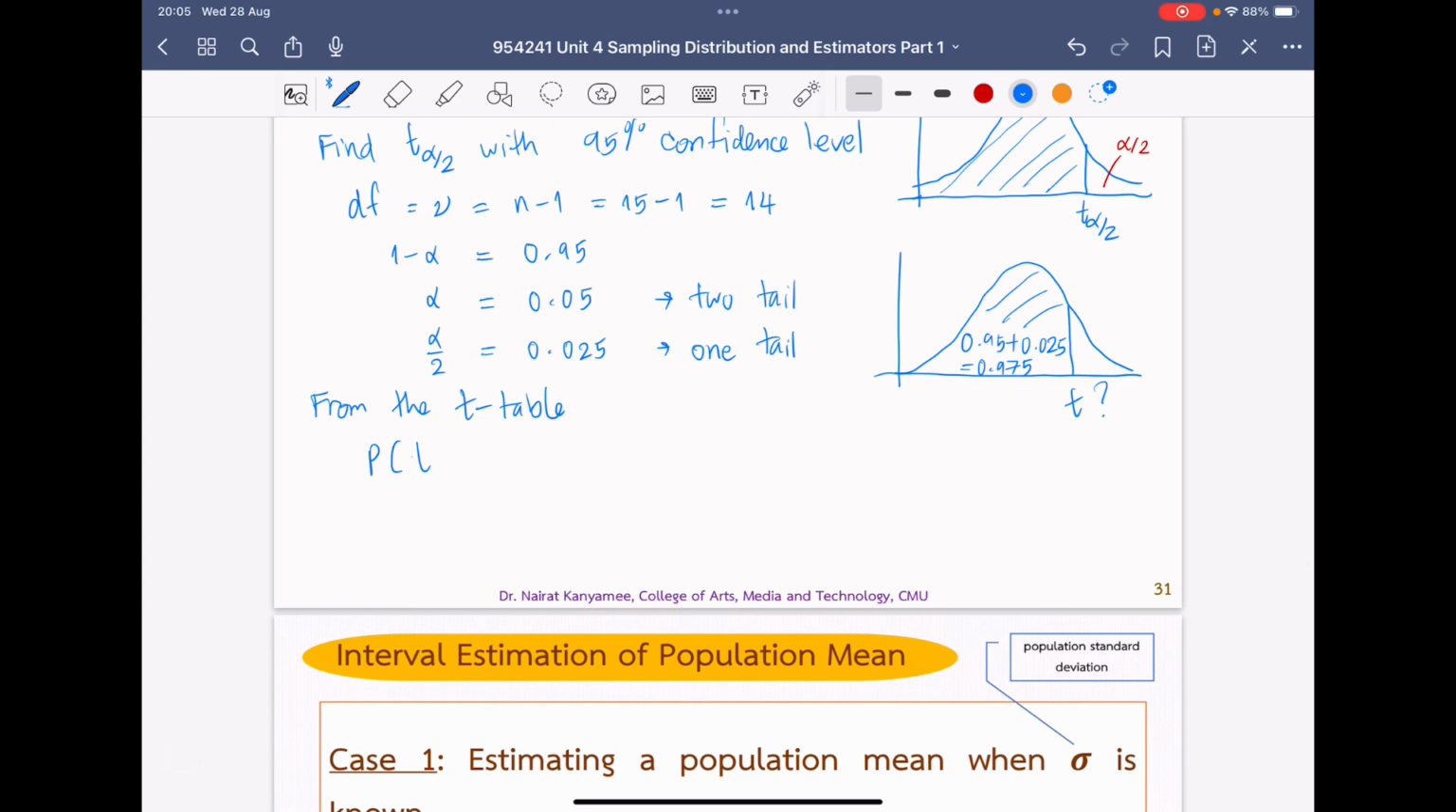From the table, p of t less than 2.145 is 0.975, which is the area. The t value is 2.145. So t alpha over 2, or t 0.025, is going to be 2.145.